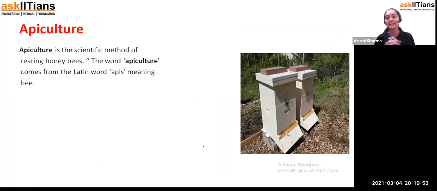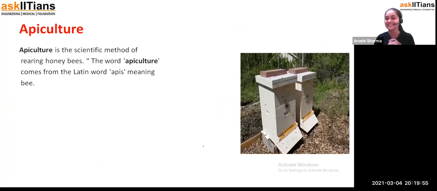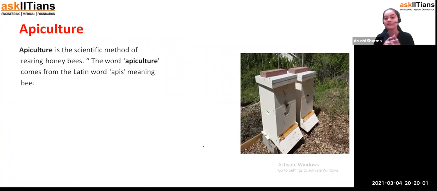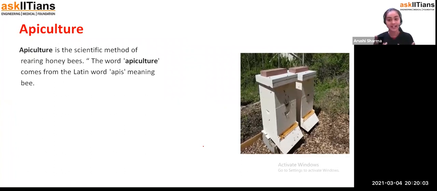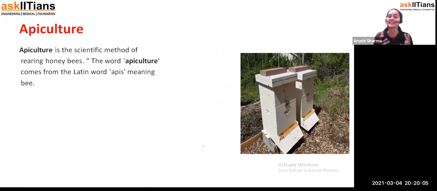Now coming to the very last topic of today's session, that is apiculture. So what is apiculture? It is a scientific word which we use for the rearing of honeybees. That means if we are rearing honeybees, what are we getting from them? We are getting honey.